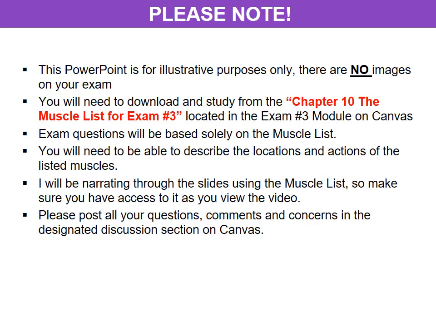Now, Chapter 10 is going to be a very similar setup to Chapter 7 when we did the labeling of the bones. So there will be no images of muscles on your upcoming exam. Instead, what you need to do is download the Chapter 10 muscle list, which is located in your Exam 3 module on Canvas. And on that 2-page Microsoft Word document, you're going to find a collection of the most common muscles that we have in the body, along with the action that they are associated with.